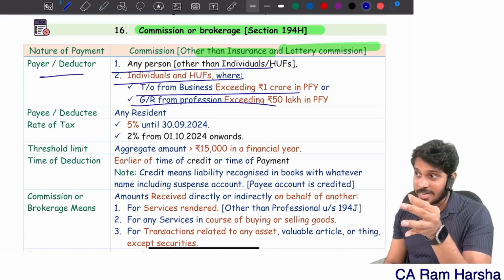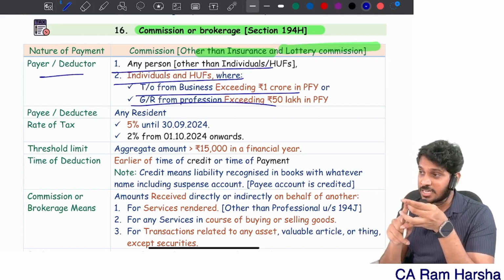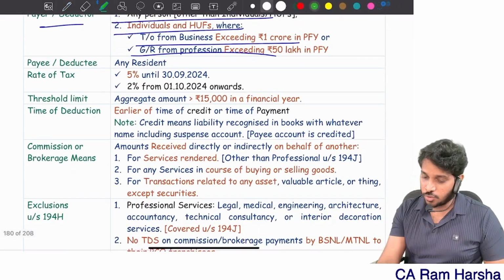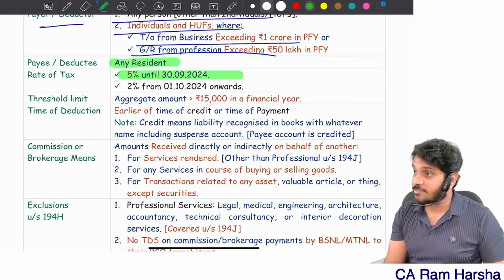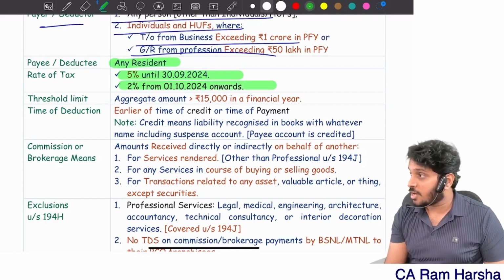Any person other than individual HUF. Individual and HUF, if the business turnover is more than 1 crore, or profession receipts are more than 50 lakh. So how much is the TDS? 5% if the commission is payable up to 30th September. 2% if the commission is paid on or after 1st October.